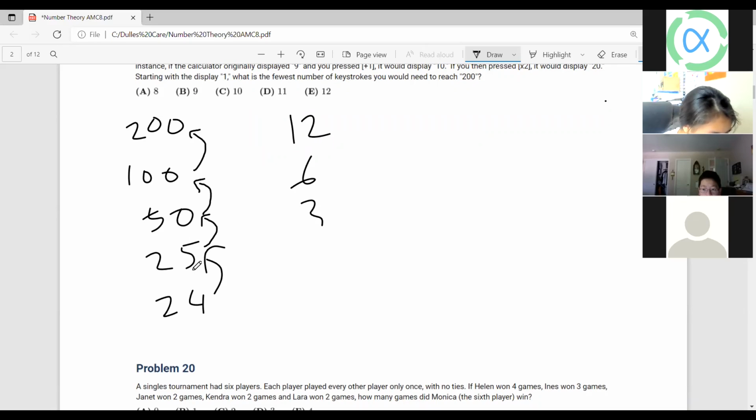3 is odd, so we get 2 instead, and then 1. So we go from 1 times 2 or plus 1, add another 1. So that would give us 3, times 2, 6, times 2, 12, times 2, 24, plus 1, 25, and so forth until you get B.